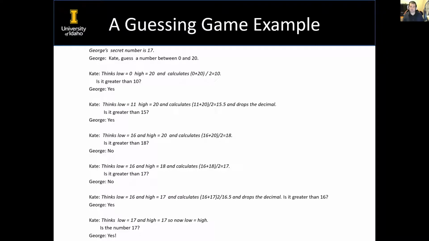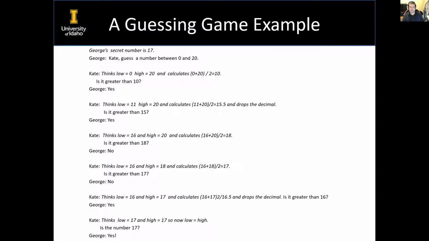George says no, because 17 is not greater than 18. Kate thinks, okay, so my number is between 16 and 18. She goes, 16 plus 18 is 34, divided by 2 is 17. She asks, is it greater than 17? Now, we know that the secret number is 17, but 17 is not greater than 17, so George replies with no. So Kate thinks, okay, my lowest number is 16, my highest is 17. She can go 16 plus 17, 33?